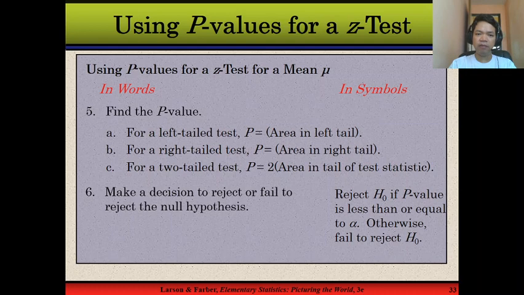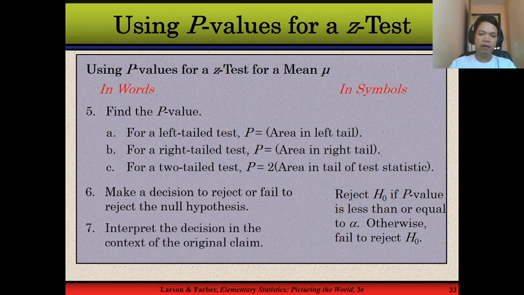Step 5, anong klase ng test? Left-tailed, right-tailed, or two-tailed ba? Step 6, make the decision. Less than ba or greater than yung p-value natin sa alpha level. Then step 7 is to make your conclusion or interpret the decision.